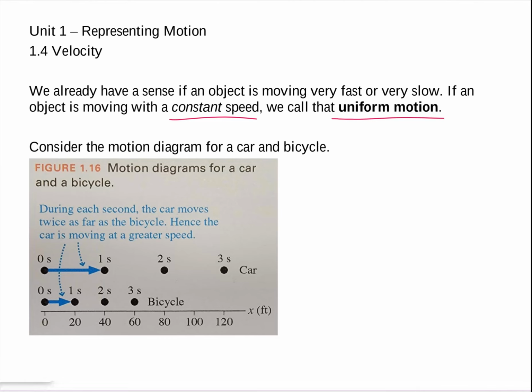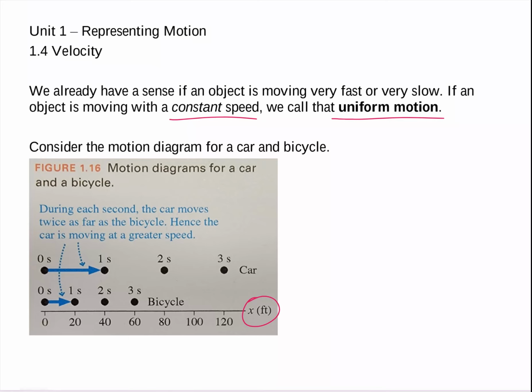So take a look at the motion diagram here for the car and the bicycle. Each second that goes by, the car moves twice as fast as the bicycle, so therefore the car is moving at a greater speed. Also notice that we have equal intervals of time: 0 seconds, 1 second, 2 seconds, 3 seconds. But we also have feet on our axis here. So we know the time interval and we know the distance that's being traveled.